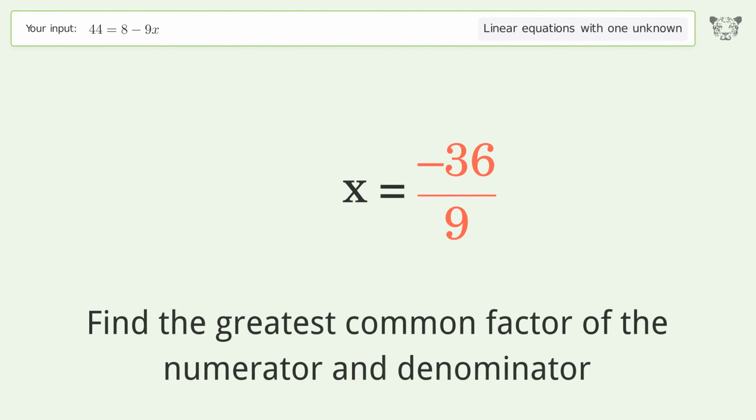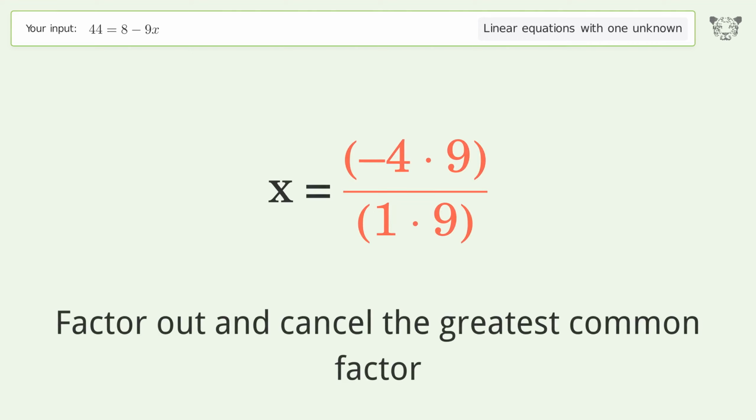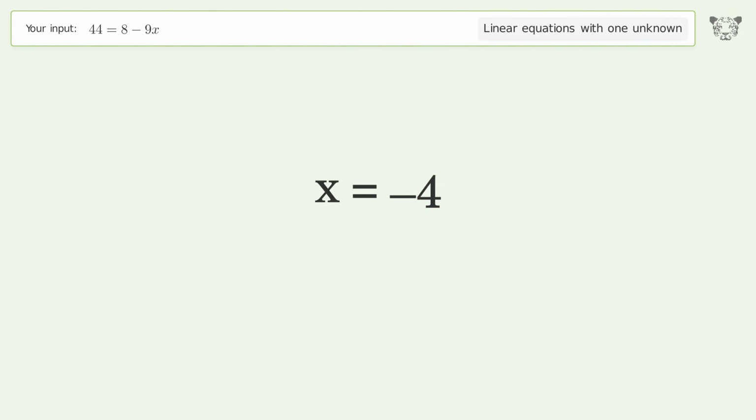Find the greatest common factor of the numerator and denominator. Factor out and cancel the greatest common factor. And so the final result is x equals negative 4.